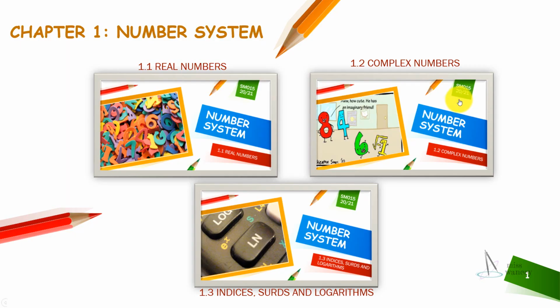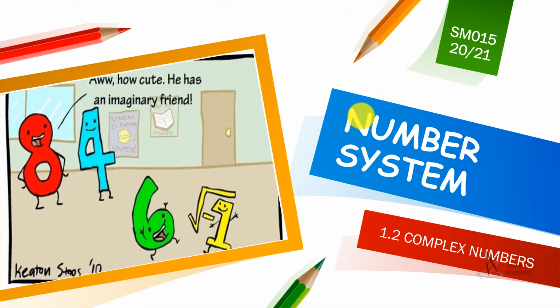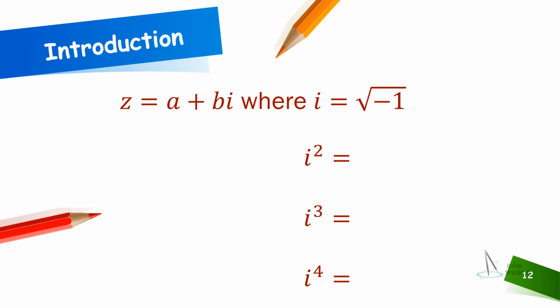Right, so this is the second subtopic of number system. So today we are going to learn about complex number. Before this we have learned about the real number, and the thing is, real number is actually a subset of complex number. So complex number is actually a bigger set of numbers compared to real numbers.